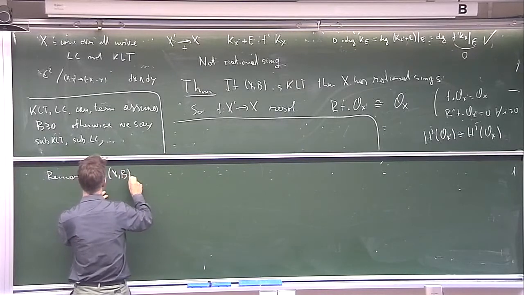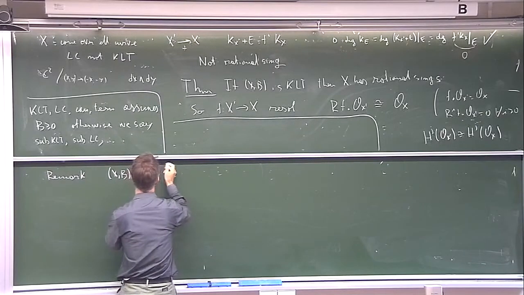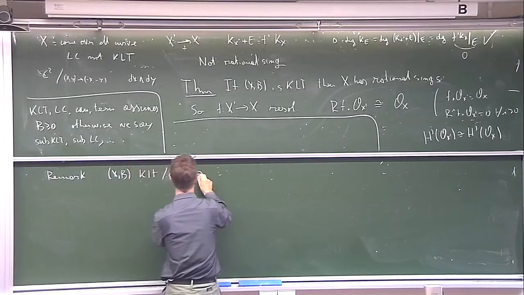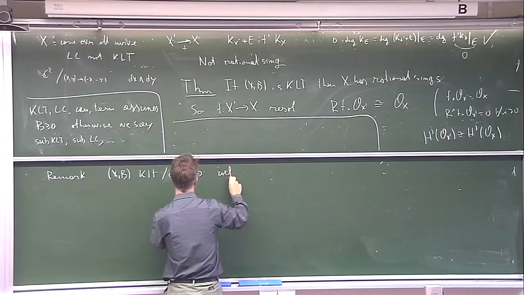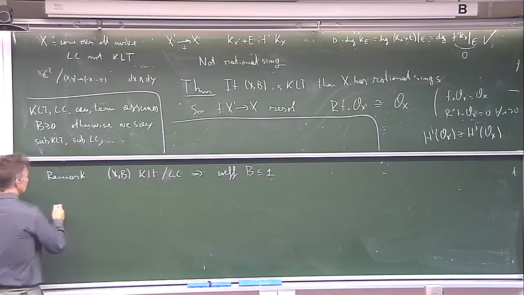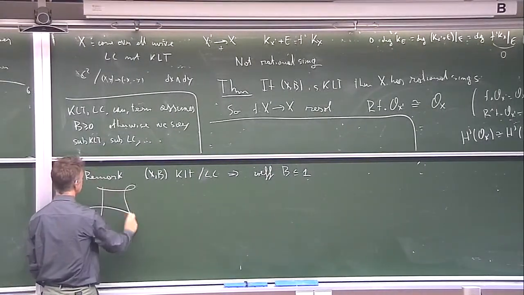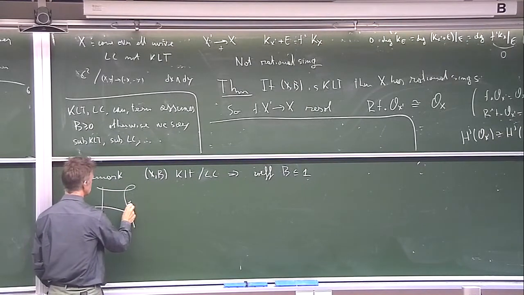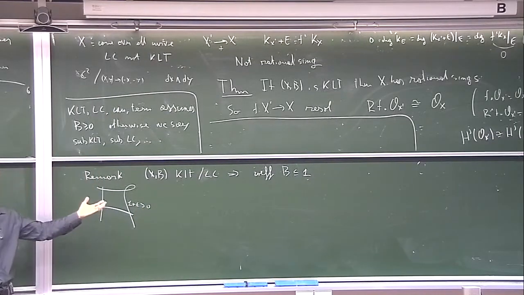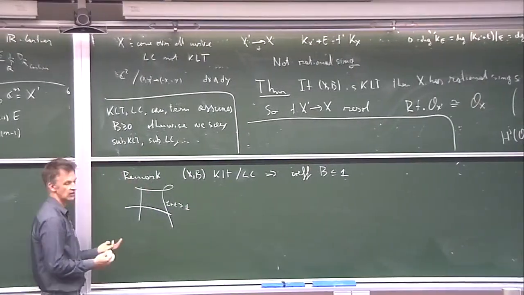(X, B) KLT slash log canonical implies that the coefficients of B are less or equal to 1. Okay. Here's the proof. Suppose not. So you have some complicated divisor, and there's one of the components which has coefficient, let's say 1 plus epsilon, which is greater than 0. Epsilon can be arbitrarily small, greater than 1. But as long as it's greater than 0, I'm going to show you that we have a problem.